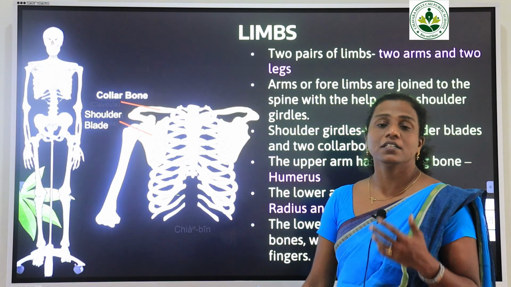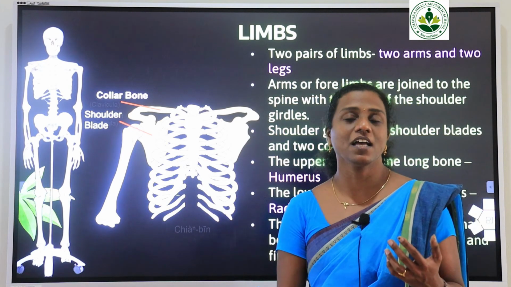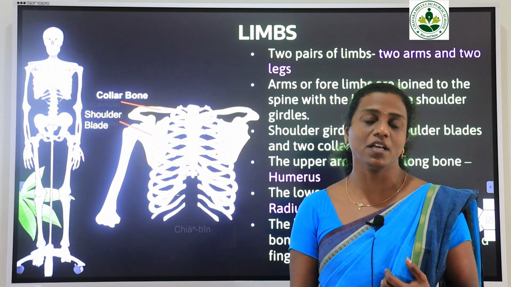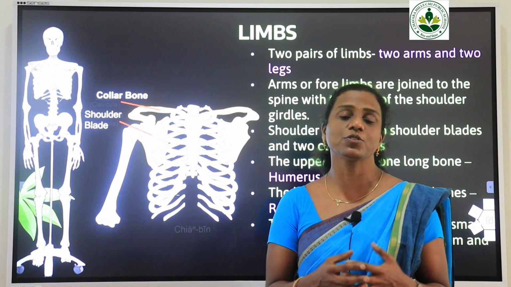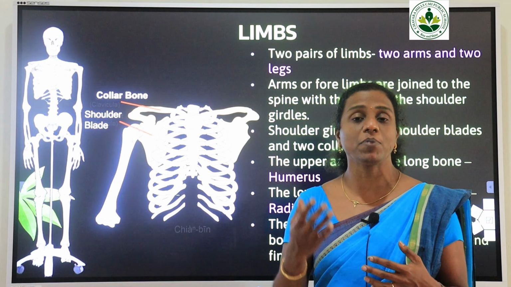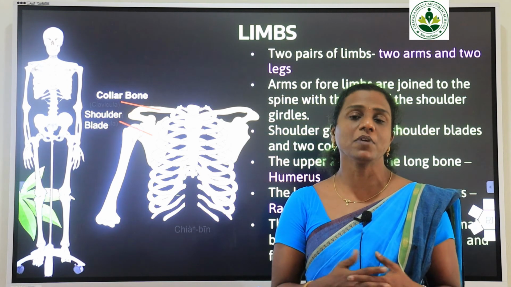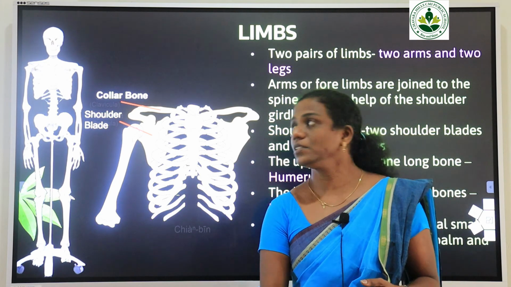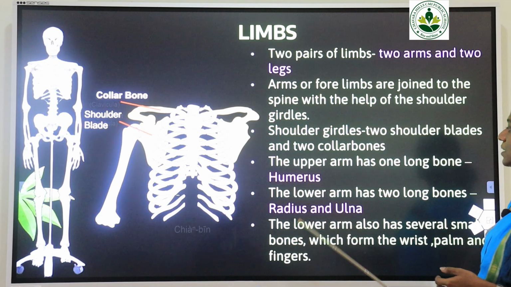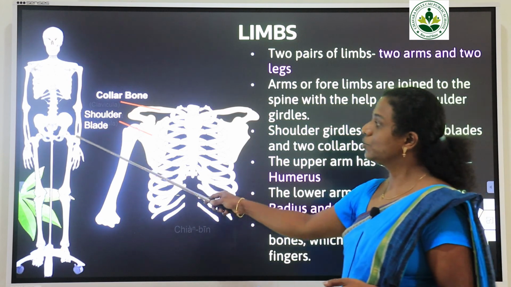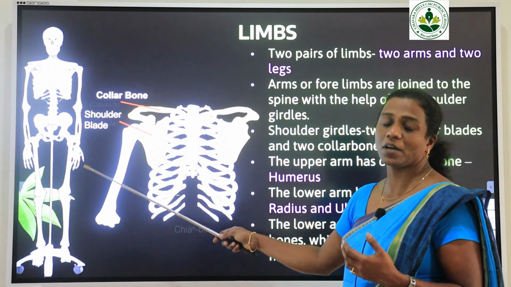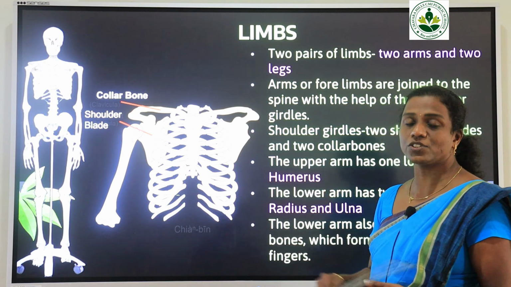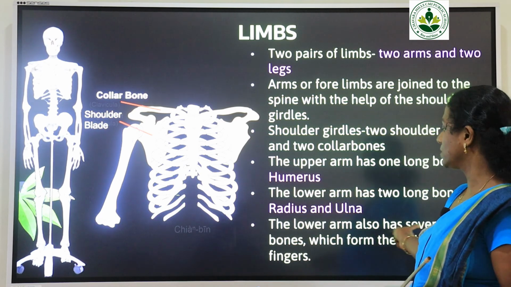Then next we studied limbs. Our arms and legs together are called limbs. First we can check the arms. Our arm has 2 portions, the upper arm and lower arm. The upper arm consists of a long bone named humerus, and the lower arm has 2 bones, radius and ulna. The remaining portion, our palm, hands and fingers, consists of very small bones.